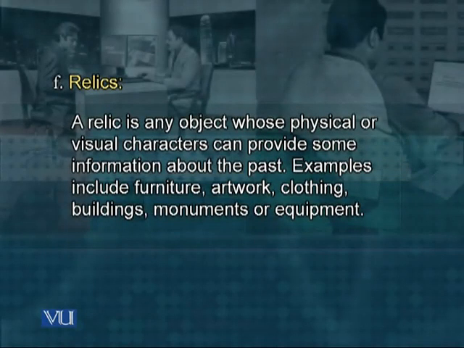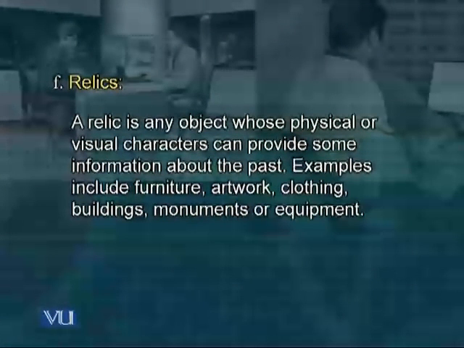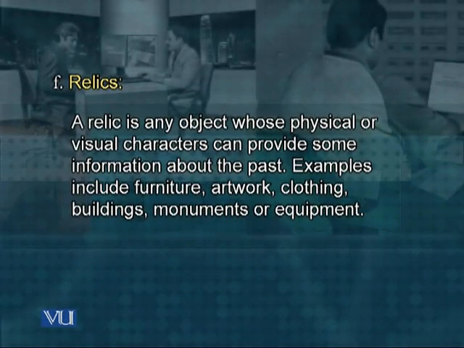Relics. A relic is any object whose physical or visual character can provide some information about the past. Given the examples, it may be furniture, artwork, clothing, buildings, monuments, or equipment. So you have seen two things in this slide. One is its physical character and its very appearance, which will give you some evidence or some very solid evidence about the past, since we are talking about historical research and history.